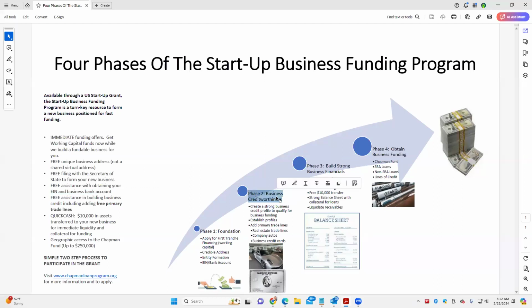Now we're building the business creditworthiness of their EIN, of the entity. I think a lot of entrepreneurs understand that, at least superficially. They see some value in that. But what you want to do is show them, tell them that they're going to see benefits immediately from this, which means we're going to be helping them add trade lines.